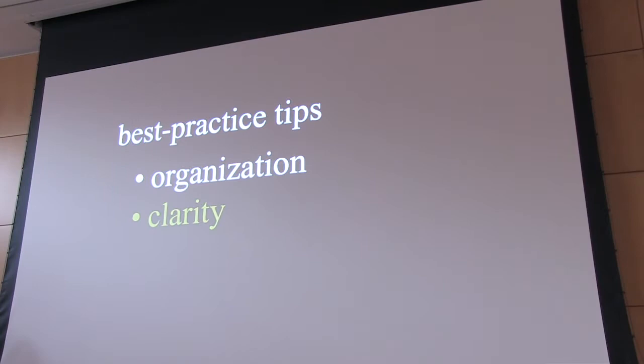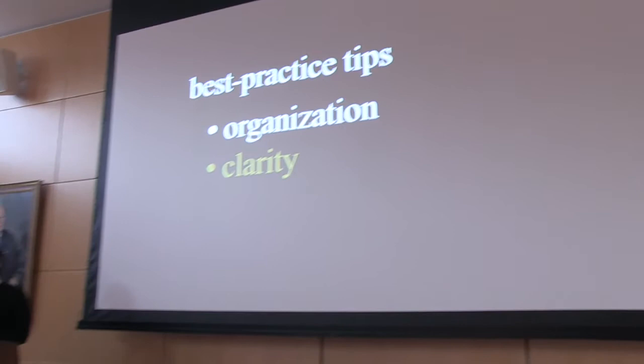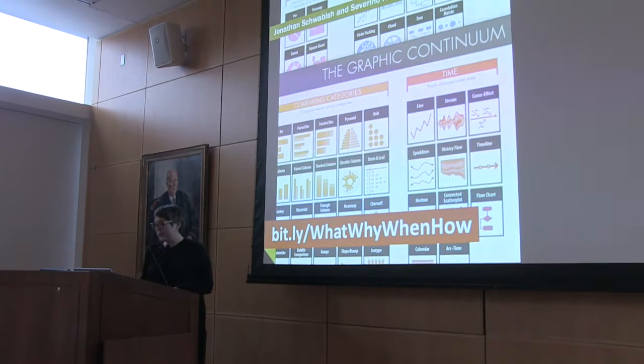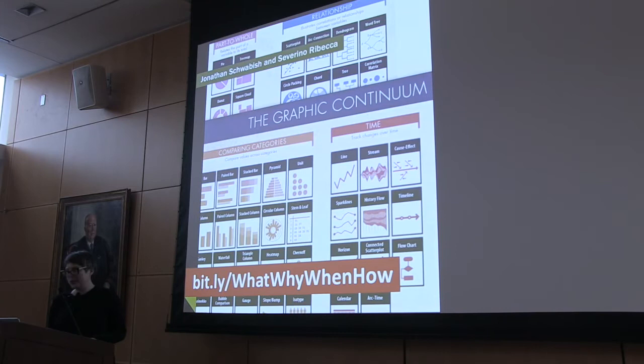Let's move on to some more concrete best practice tips, starting with how to organize your information. Basically, how to choose a form or how to place objects on a page in a way that reinforces your main point. There are lots of tools to help you sort this out when it comes to quantitative information. Here's one by Jonathan Schwabish and Severino Ribecca.